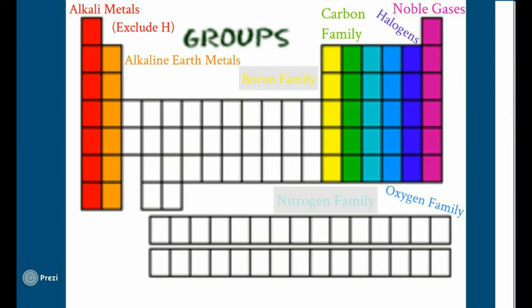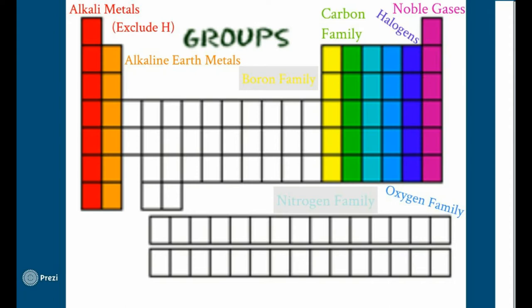The first family over here is the boron family, which is in yellow. The green that you see over here is the carbon family. The little light blue that you see here is the nitrogen family. Next one over is the oxygen family. And after that is the halogens. Now, why are these guys up here called the boron, carbon, nitrogen, and oxygen family? That's the first element.